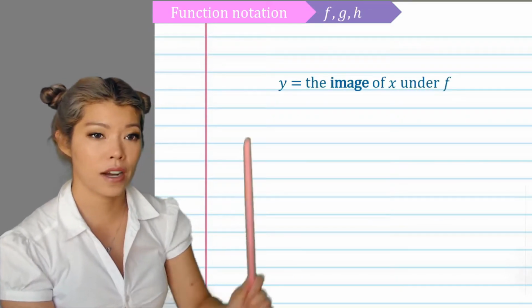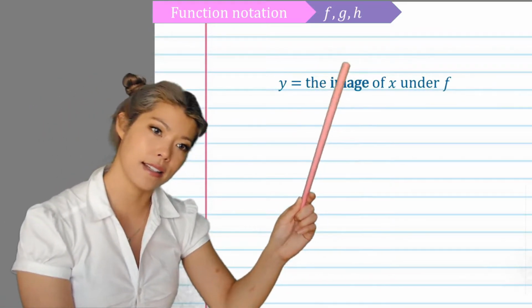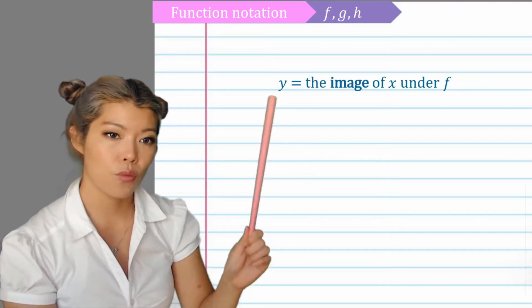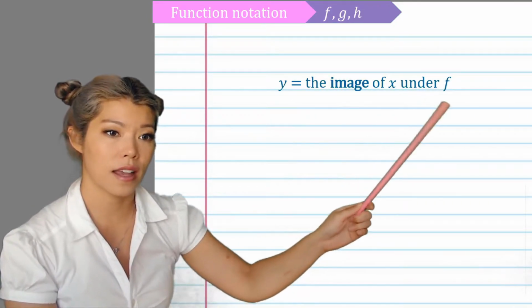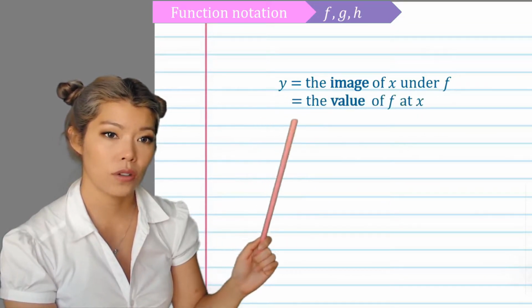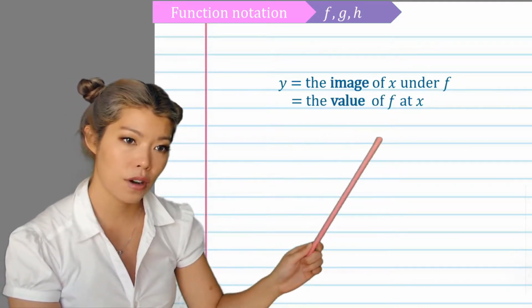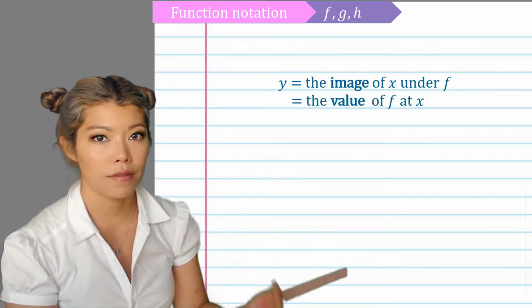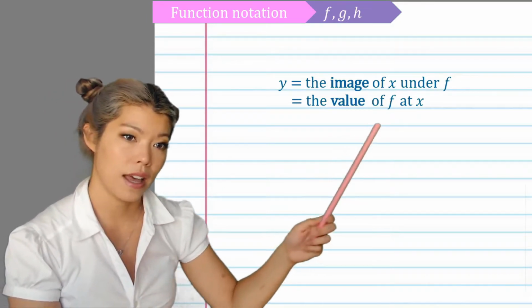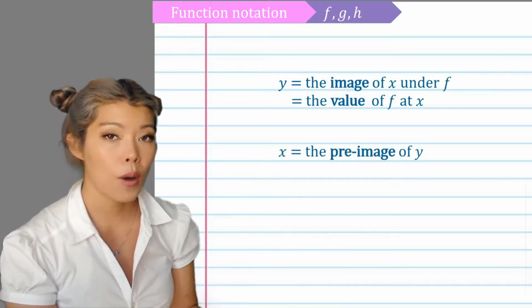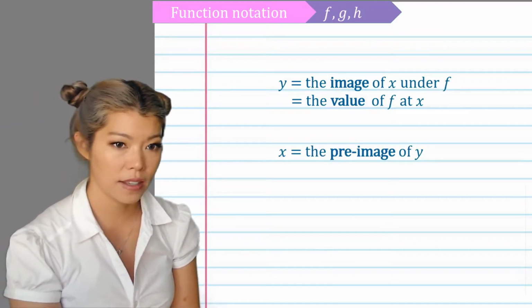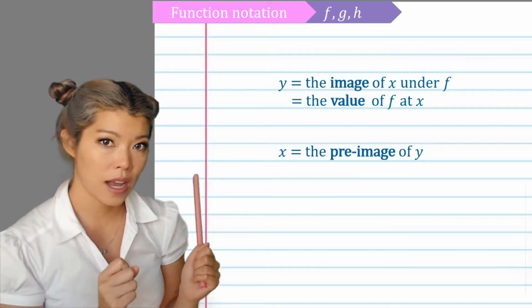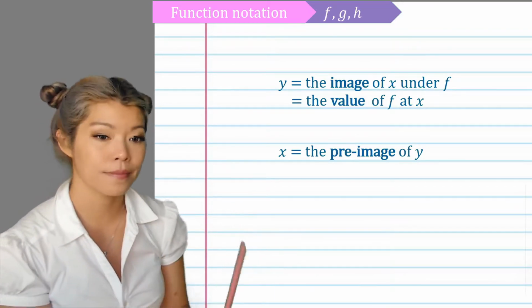How do we write functions? We use this italics font. So f, g, h are names of our function, and the y is the image of x under f, and we can also say that the y is the value of f at x. So the y is the value that the function gives us of the element x, and our x is the pre-image of y. So x is what happens before y, and y is what comes out of a function from x.